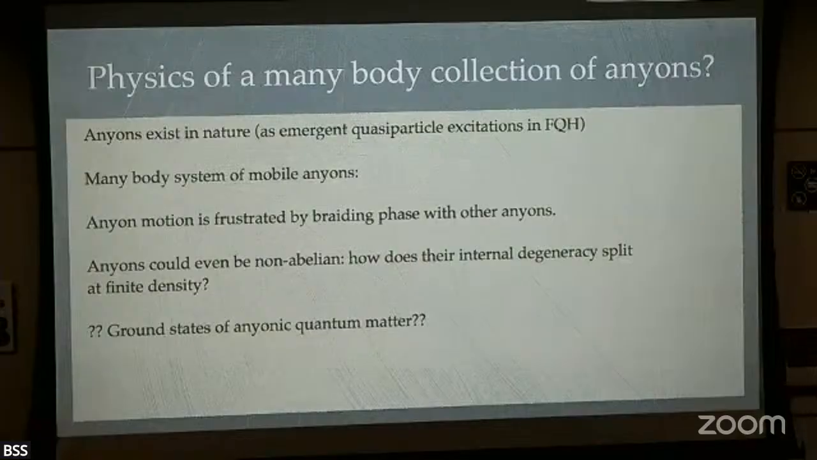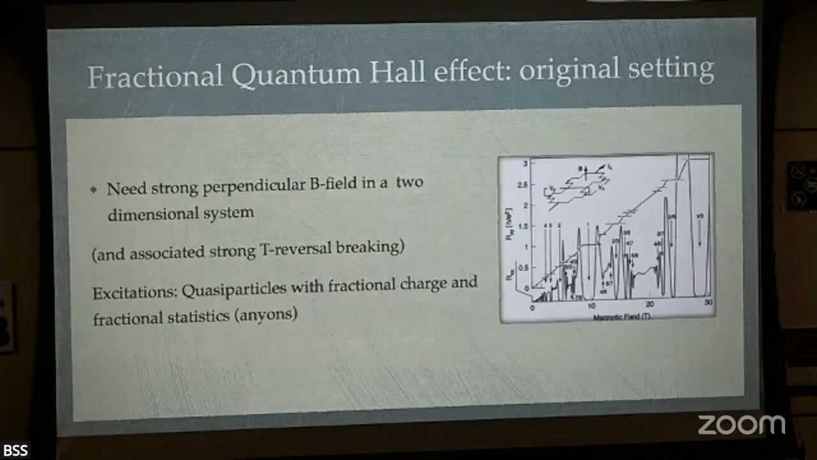So let's start with the system where we know anyons exist for sure. It's the fractional quantum Hall effect. And the usual story is that you need a strong magnetic field in 2 dimensions. And of course, time reversal is broken. This is one of the most beautiful pictures in all of condensed matter, all of physics, I think. It's really amazing. And as you know, there are excitations at these fractions with fractional charge and fractional statistics. Those are anyons. So that's the old story.